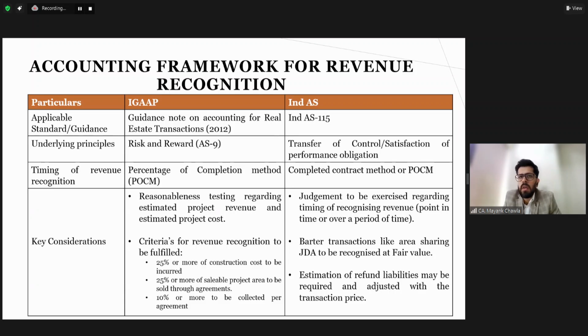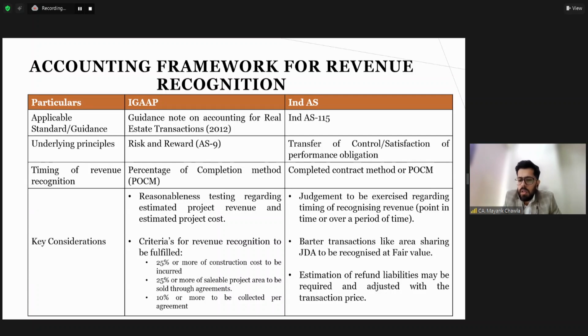Because generally agreements contain refund clauses because of non-performance. Even RERA suggests that if the project is not developed in time, then the developer is liable to refund the customer. So when a developer completes 25% or more of the building, it gives certain assurance that the construction is progressive, and there is a high probability that the project will be delivered. So that's why this criteria has been given by the guidance note, which was introduced in 2012.